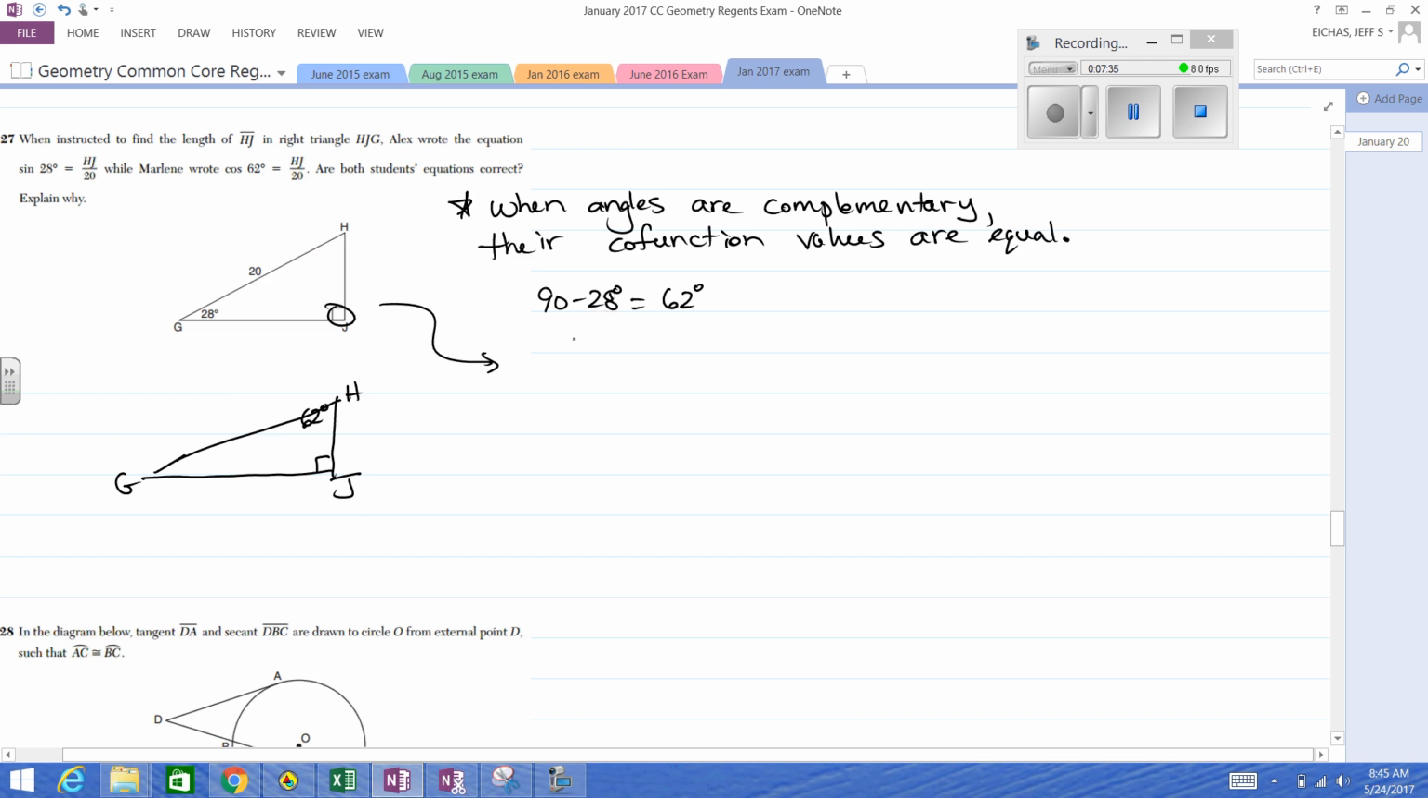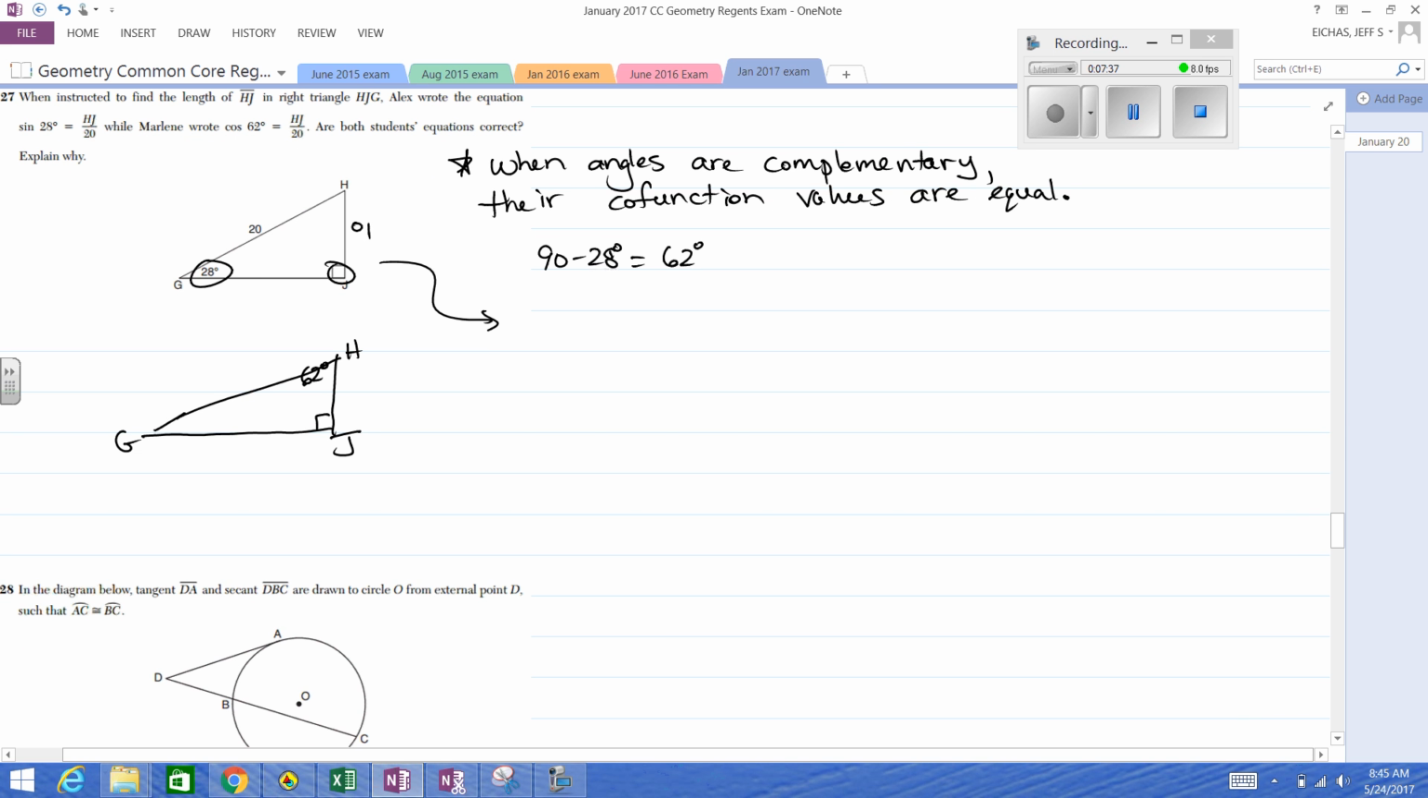Now, bring this over. Compared to the 28, this side's opposite, this side's adjacent, this side's the hypotenuse. But compared to the 62, this side's adjacent, this side's opposite, and this side's the hypotenuse. So it's a little bit tricky for students to see this in one diagram, so I like to separate it into 2, and it helps a little bit. So, using this top triangle, go ahead and write down your acronym.